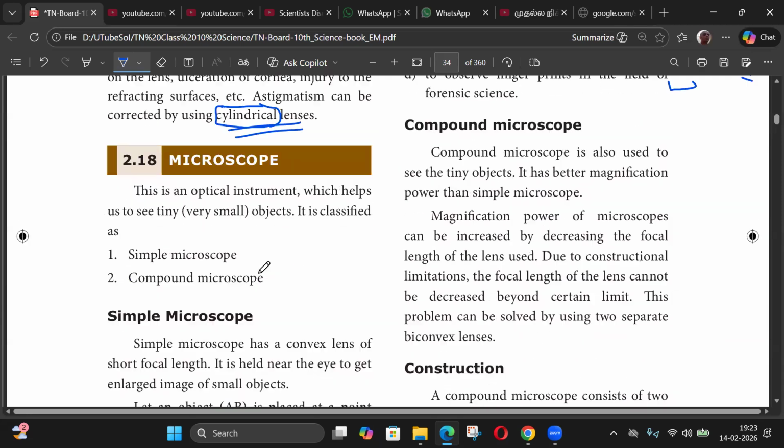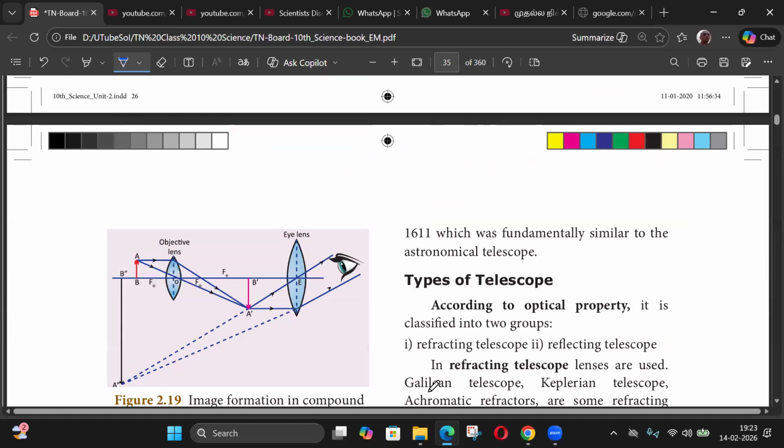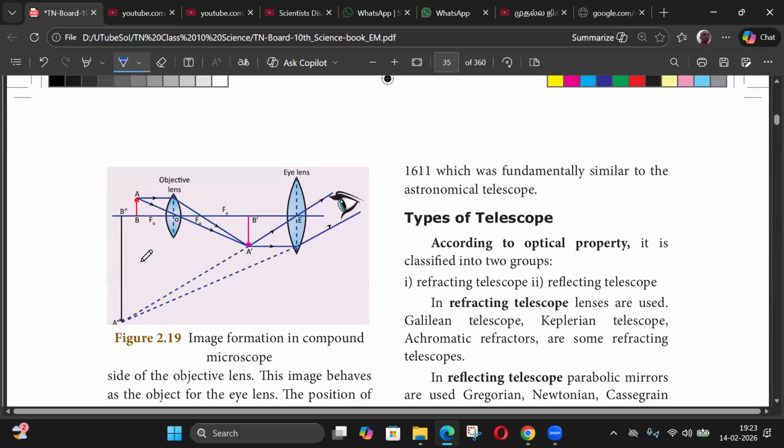This is the simple microscope, just this one. A compound microscope just combines two lenses. The first lens is producing a real image, which is within the focal point of the second lens. The eye will see whatever is coming from the second lens, and the lens which is close to the eye is called the eye lens or eyepiece. The lens which is close to the object is the objective lens.